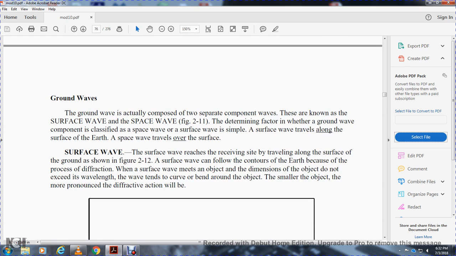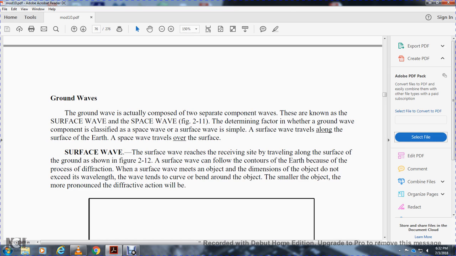Ground waves. The ground wave is actually composed of two separate component waves, known as the surface wave and the space wave. The determining factor is simple: the surface wave travels along the surface of the Earth, and the space wave travels over the surface. Surface wave. The surface wave reaches the receiving site by traveling along the surface of the ground, shown in Figure 2.12. The surface wave can follow the contour of the Earth because of the process of diffraction.